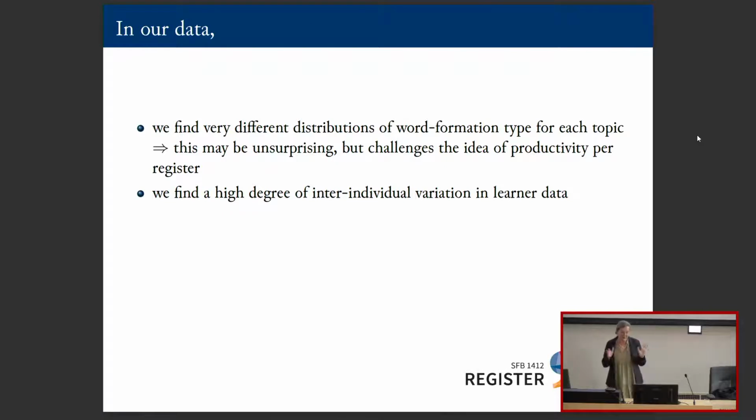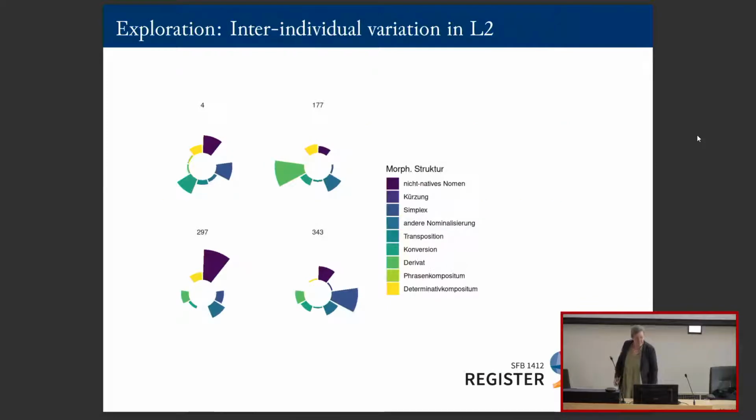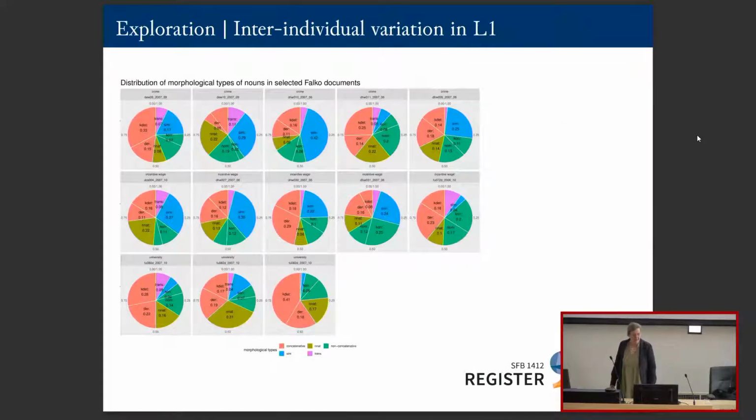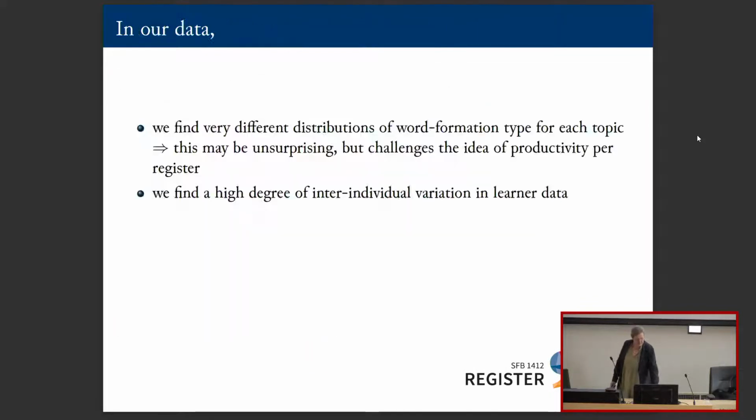So we find very different distributions of word formation types for each topic, and that may be unsurprising. And I know that Magali and Stefan and others have written about it, and many people have written about this. Topics may yield different lexicons. But within a topic, and look at these, these are in the same topic, we find a high degree of inter-individual variation within the same topic, in a tightly controlled corpus.